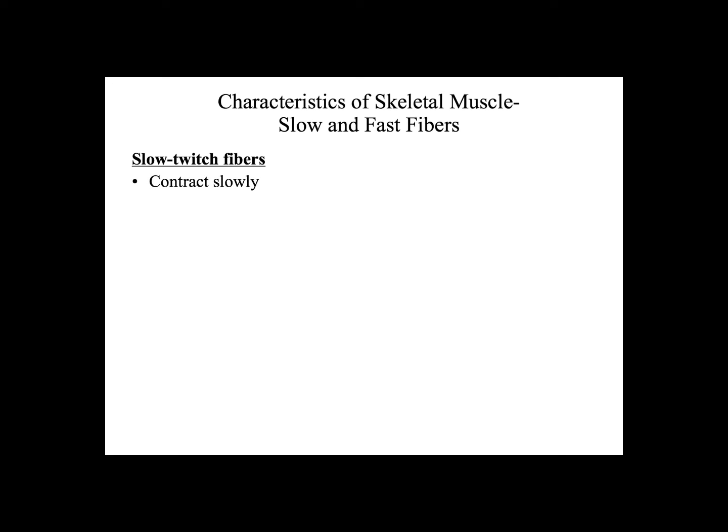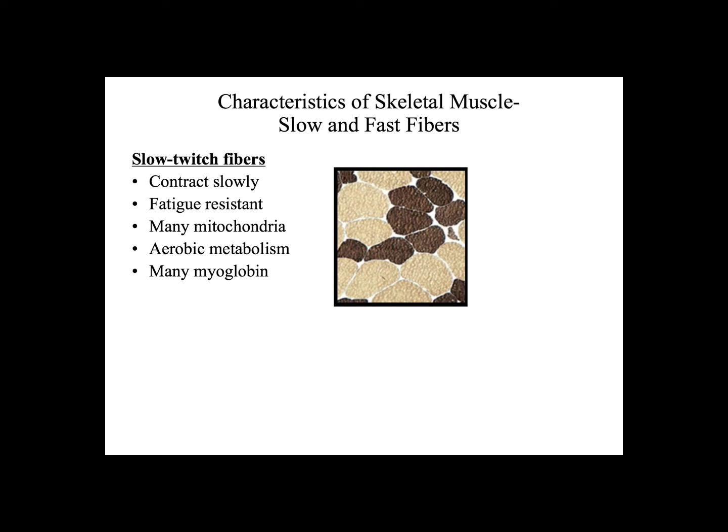And finally, the last type of fibers are the slow twitch fibers. Slow twitch fibers contract slowly, which means that they don't get tired as easily. In other words, they're fatigue resistant. Because slow twitch fibers don't get tired so easily, they have many mitochondria. Slow twitch fibers undergo aerobic metabolism, which means that they break glucose down in the presence of oxygen to form ATP. And finally, slow twitch fibers have many myoglobin, which means they need a constant source of oxygen. So in the illustration, slow twitch fibers are the dark fibers, and these fibers are best for endurance sports such as marathon running.